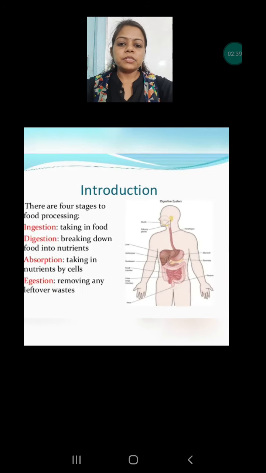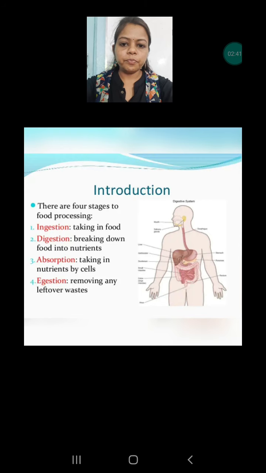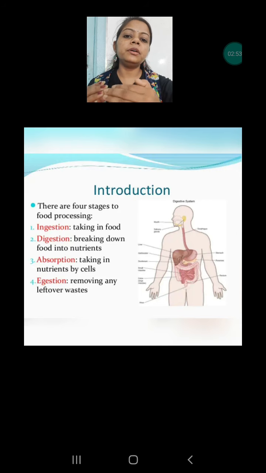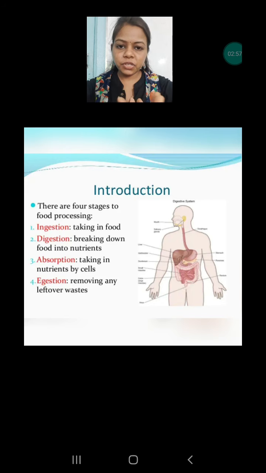In this process of digestion, okay, the food passes through several organs, and in each and every organ it passes through, it is converted into a more simpler form. If we talk about the stages of the digestion process, it can be divided into 4 processes. First is ingestion, second is digestion, third is absorption, and fourth is egestion.